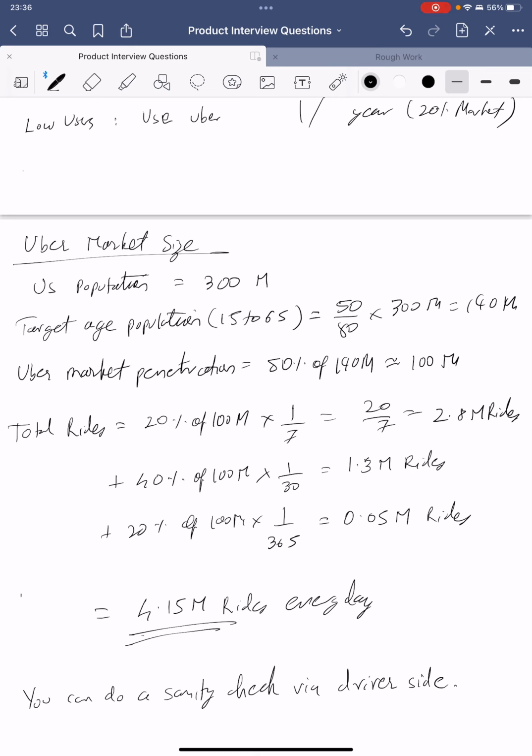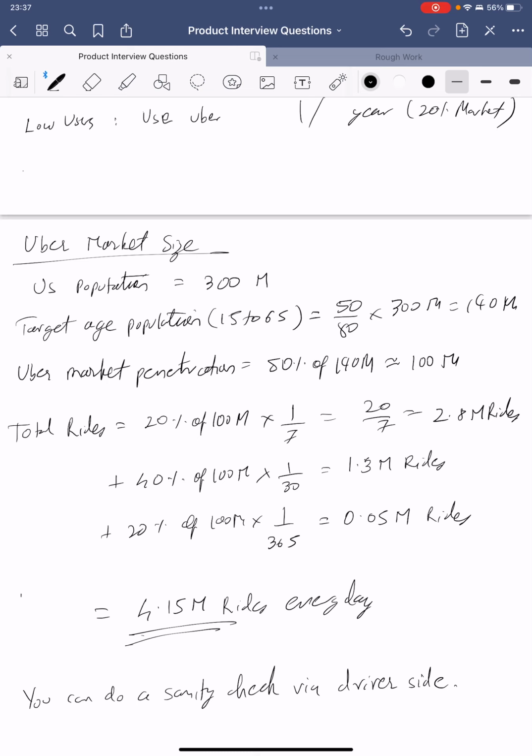Now, total number of rides on Uber every day. For power users, it is 20% of 100 million times 1 by 7, because once every week. That's 2.8 million rides. 40% of 100 million once every month is 1.3 million rides, and 20% of 100 million once every year is 0.05 million rides. If you sum them up, that's about 4.15 million rides every day.